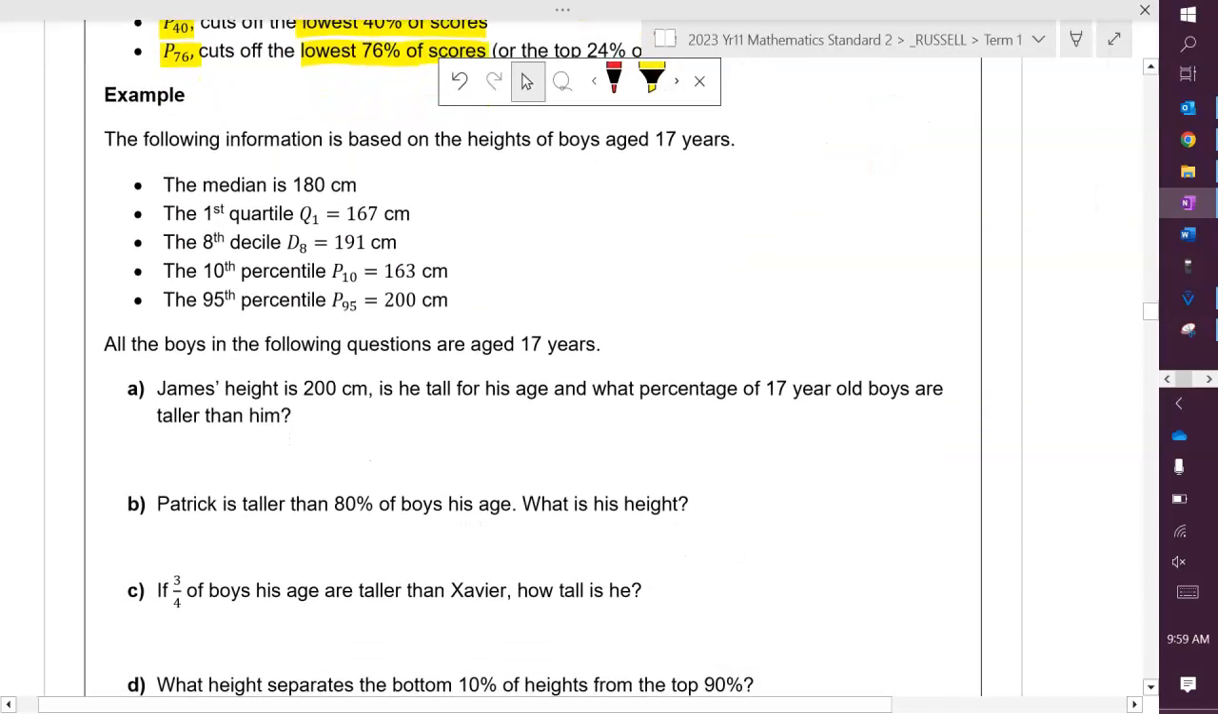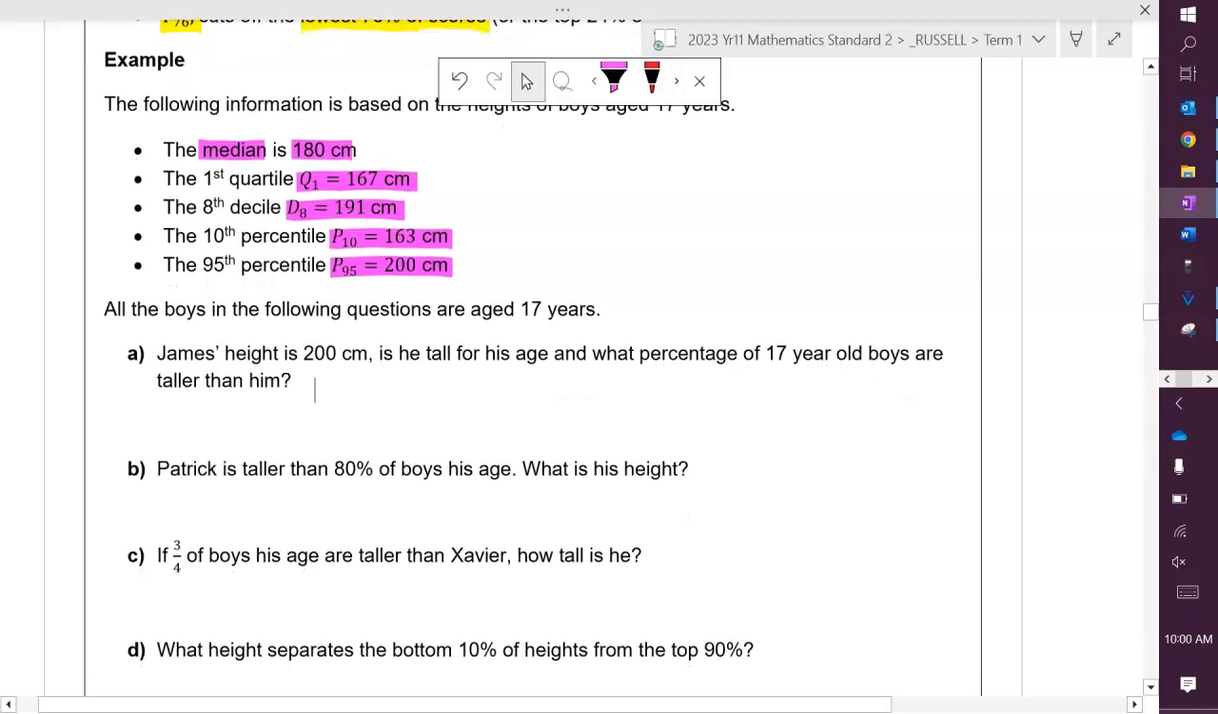So the information is based on the heights of boys aged 17 years. If we think about our key points, our median is 180. Our first quartile is 167. Our 8th decile is 191. Our 10th percentile is 163. And our 95th percentile is 200 centimetres. So all the boys in the following questions are aged 17 years.